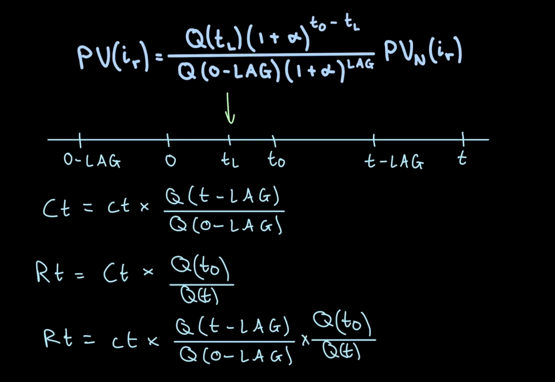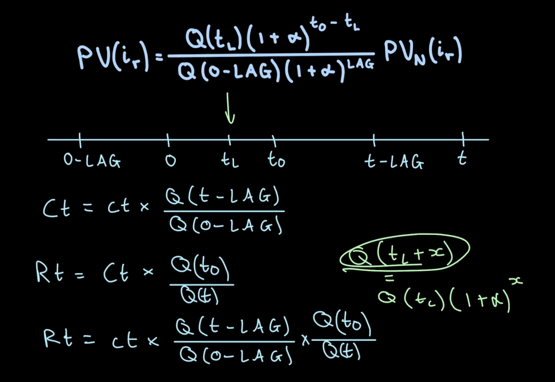So alpha is a rate of growth of our RPI. If at one time period on from TL we wanted to estimate the RPI, then we would take Q of TL and multiply it by 1 plus alpha to the power of 1 time period on. If we wanted to estimate the RPI at time TL plus X, then we would multiply Q of TL and (1 plus alpha) to the power of X. So what we essentially do is grow this by alpha for X time periods to get the RPI at TL plus X.